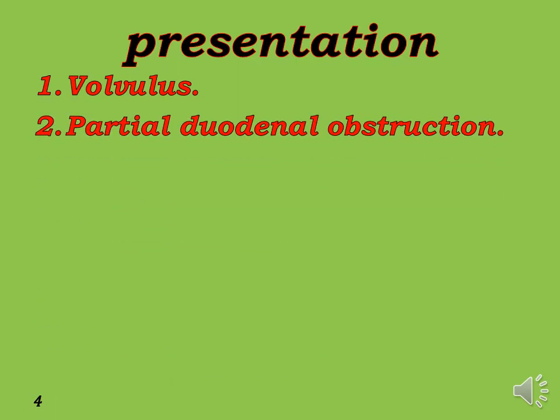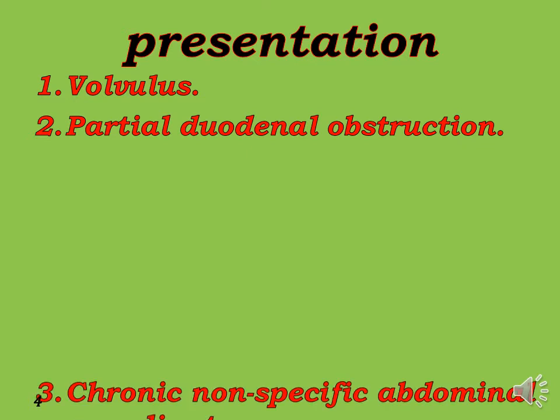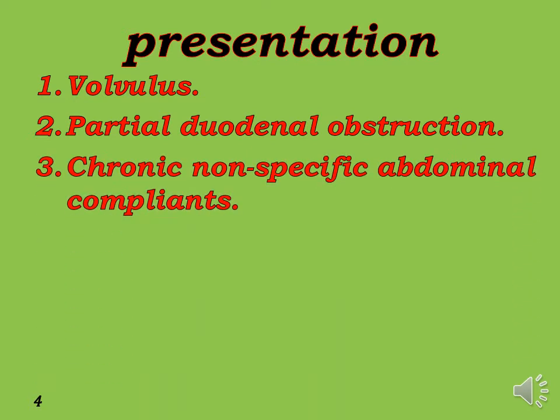Or the other presentation is partial duodenal obstruction. This is on and off, meaning partial obstruction of the duodenum: partial twisting and then it opens again. Incomplete obstruction of the duodenum, or volvulus and devolvulus, torsion and detorsion, so there will be recurrent attacks of bilious vomiting. Or the presentation may be chronic non-specific abdominal complaints, which appear at an older age, or it may be asymptomatic. We may discover that the patient has malrotation of midgut during surgical exploration, during laparotomy for another disease, as an incidental finding.